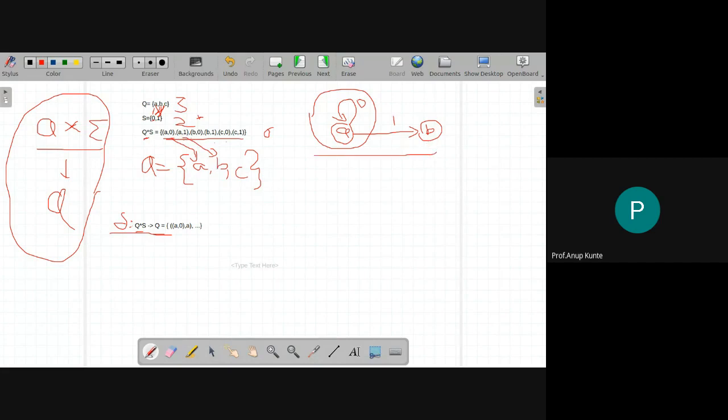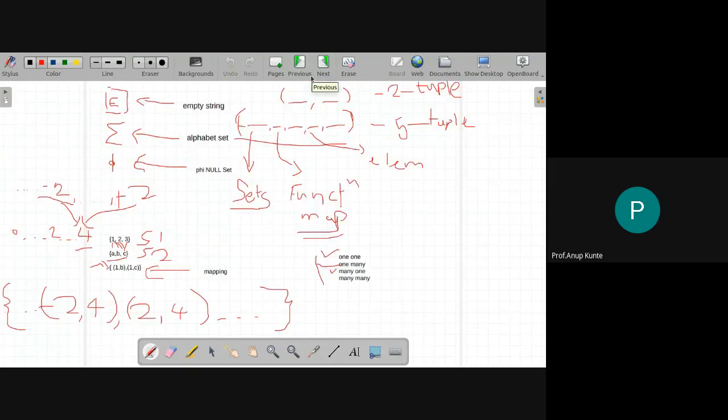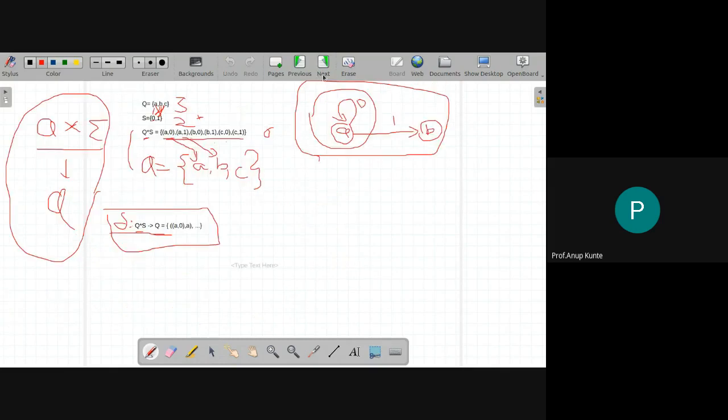So this is something that we visualize using a transition graph. And this is something that we create using the mathematical representation of the device. Okay, so we are capturing essentially the same information. I hope this particular thing that I discussed just now, which is called a set, a tuple, and a mapping, is clear to you.